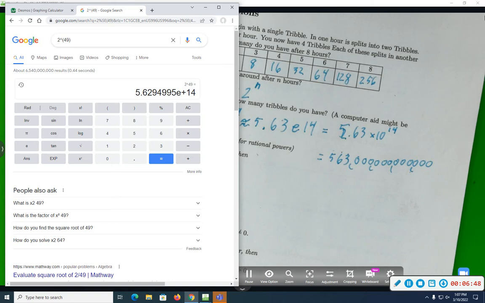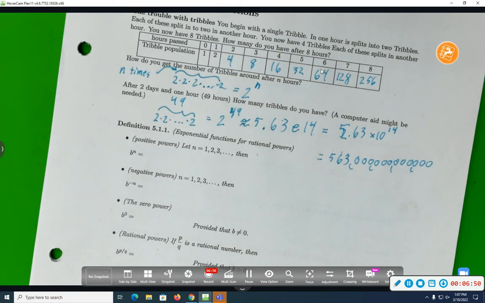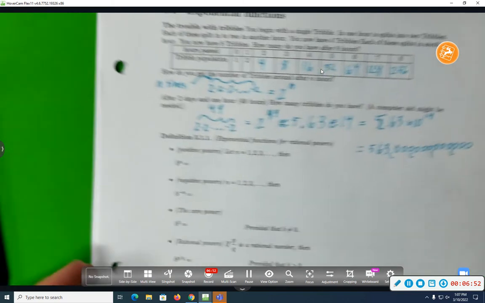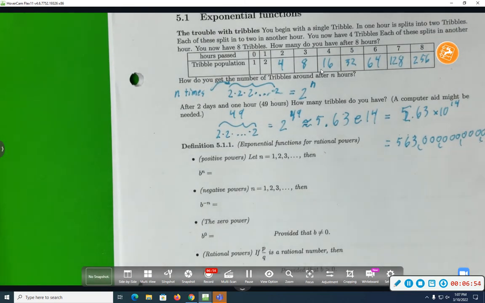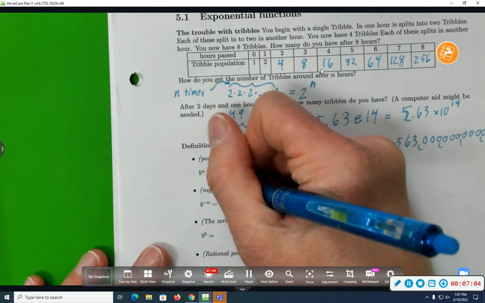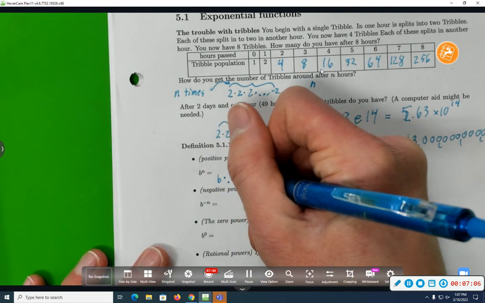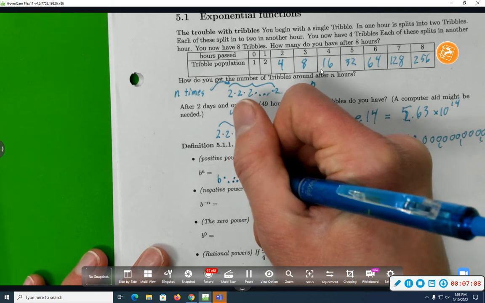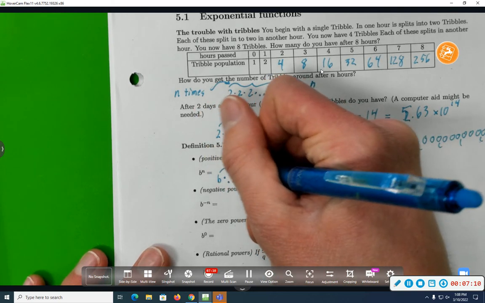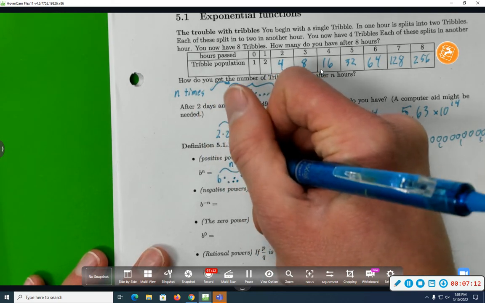So let's start talking about properties of this function. For positive numbers, let's just say what exponential functions even mean. We know what it means for positive numbers, right? If I tell you b to the fifth, that means b times b times b times b times b, 5 times. Let's just write that down. B to the power n is b times dot dot dot times b, n times.